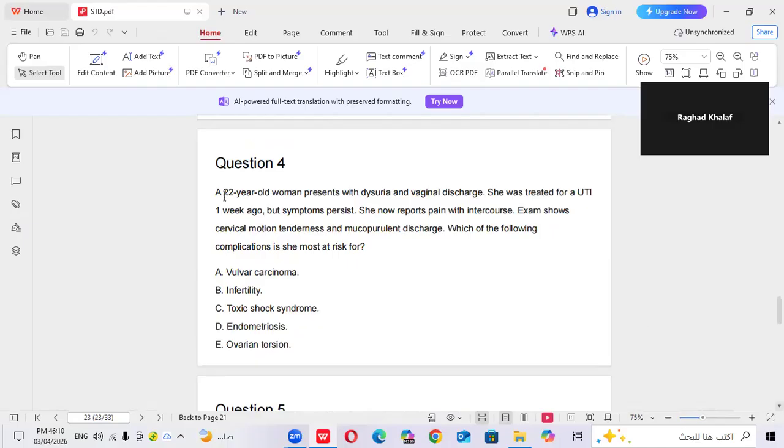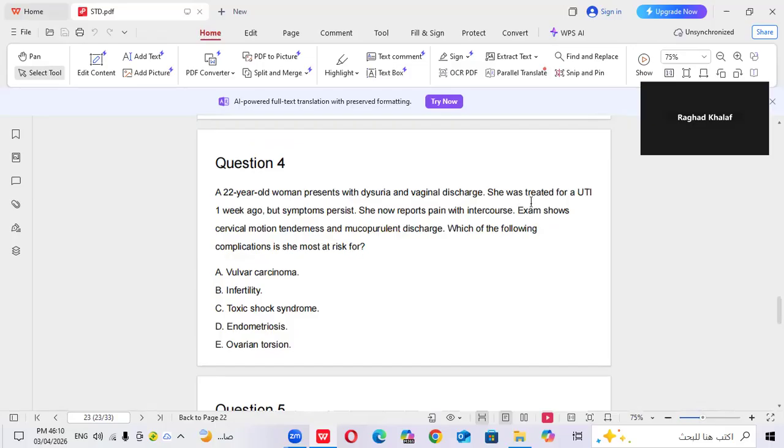Question 4, 22-year-old woman present with dysuria and vaginal discharge. She was treated for a UTI 1 week ago, but the symptoms persist. She now reports pain with intercourse. Exam shows cervical motion tenderness and mucopurulent discharge. Which of the following complications is she most at risk for?